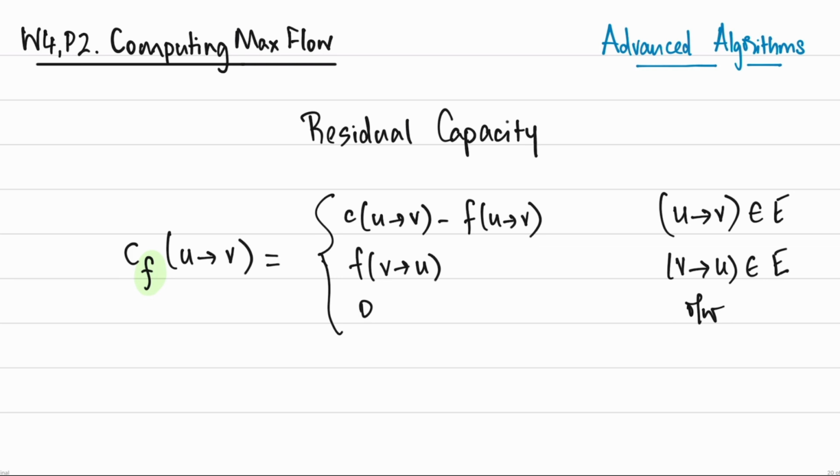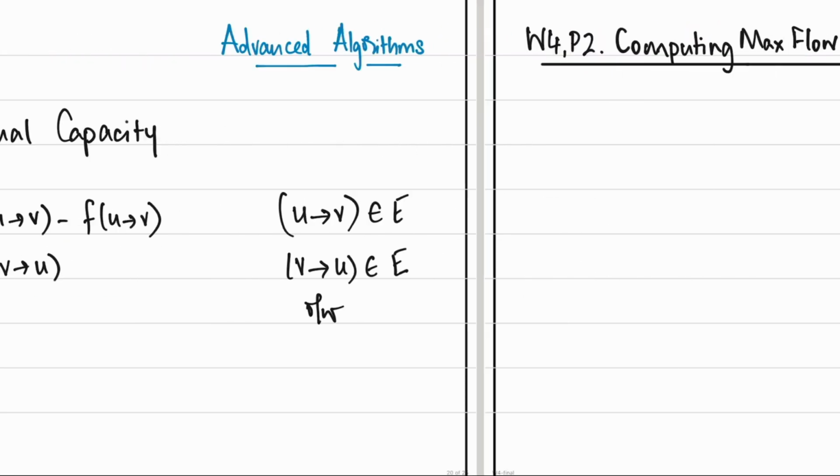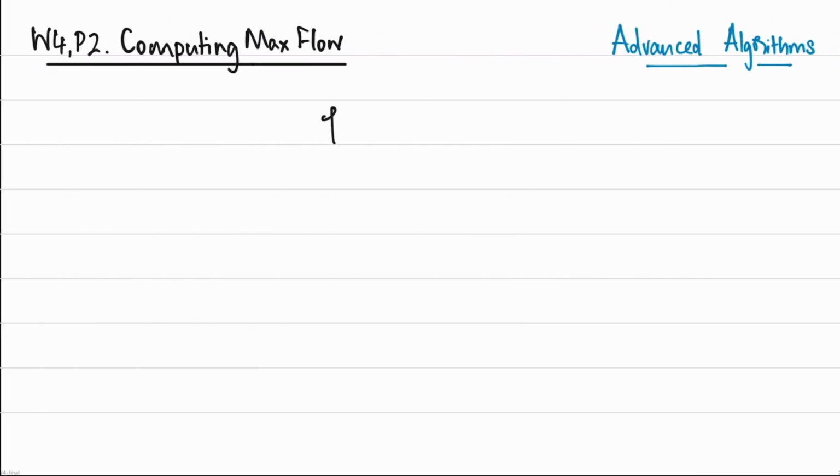If you're wondering what that last case was about, it's just pairs of vertices that have no edges between them in the original graph, okay? So those are the residual capacities. Now let's talk about flow augmentation.